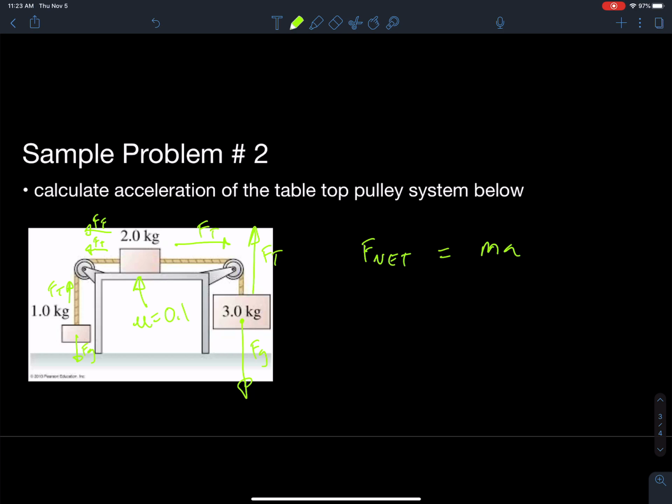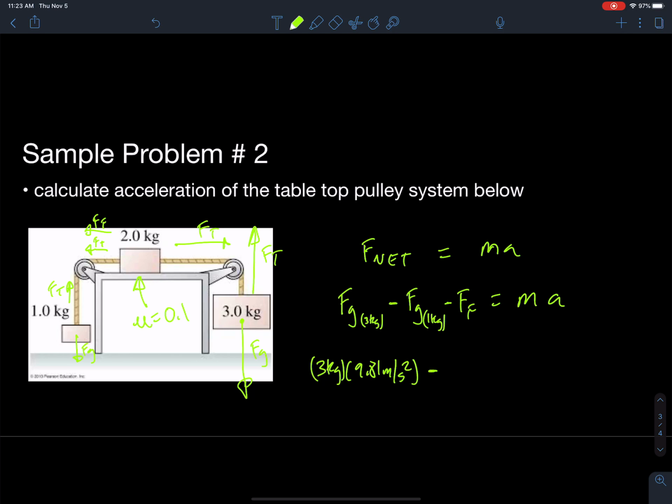Okay, so how would I calculate that? Well, F net is going to be Fg of the 3 kilogram object minus Fg of the 1 kilogram object minus the force of friction is going to give me the total mass times the acceleration. All right, and so how are we going to do this? So 3 kilograms times 9.81 meters per second squared minus 1 kilogram times 9.81 meters per second squared. Now, how would I calculate the force of friction? It's going to be equal to 0.1, which is the friction coefficient, times 2 kilograms times 9.81. Okay, you see all this?